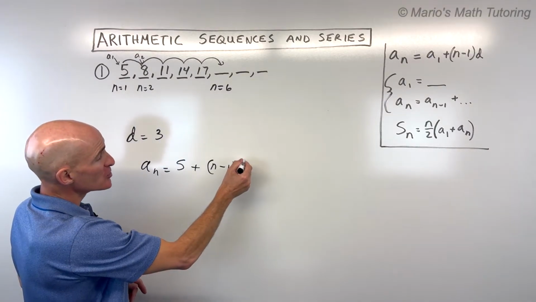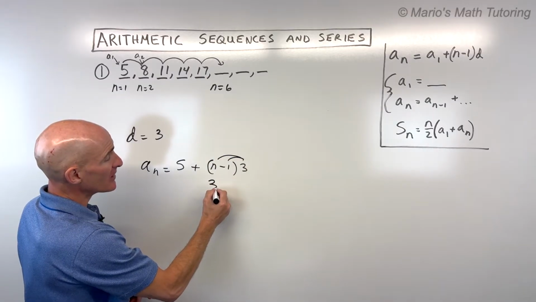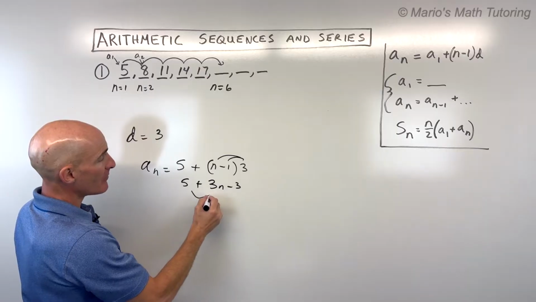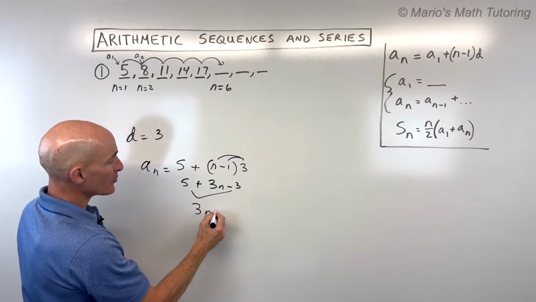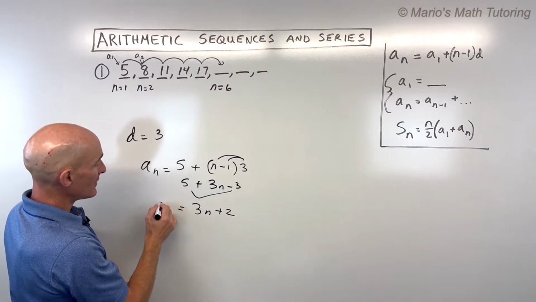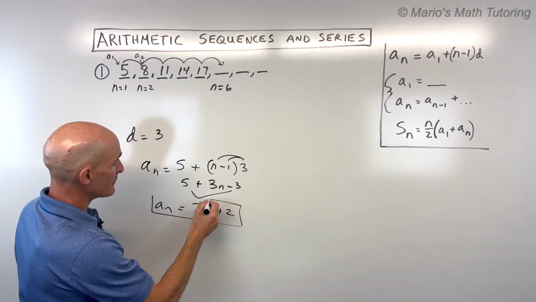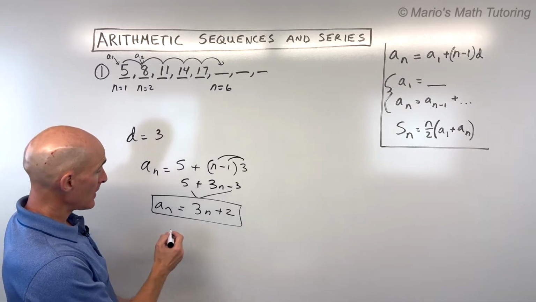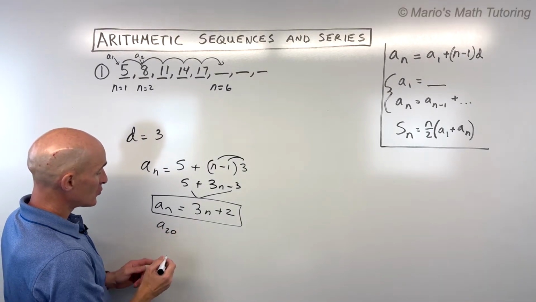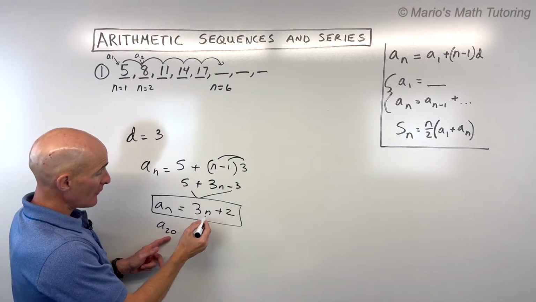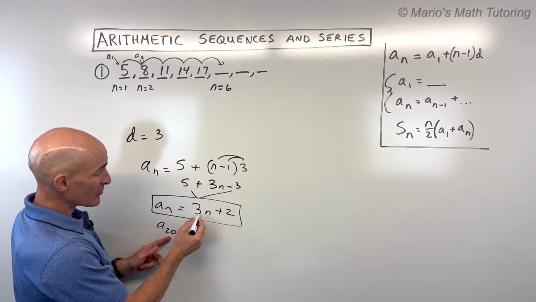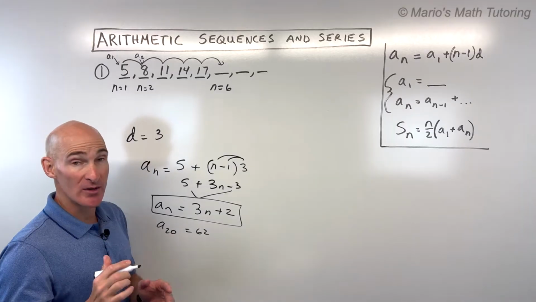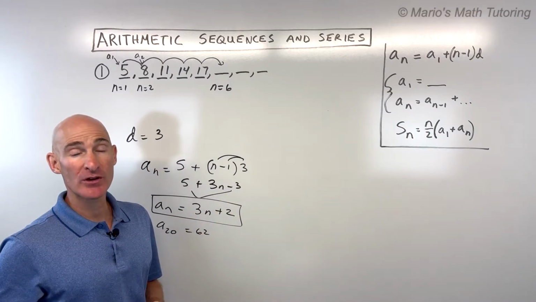Now, what you want to do here is you want to simplify by distributing. So that gives us 3n minus 3 plus 5, combine like terms. So we get 3n plus 2 equals a sub n. So that means the value of the nth term. Now, if the problem says find the 20th term, which would be a sub 20 or a subscript 20, by putting 20 in here, we see that 3 times 20 is 60, plus 2 more equals 62. It takes you right to that term that you're interested in.